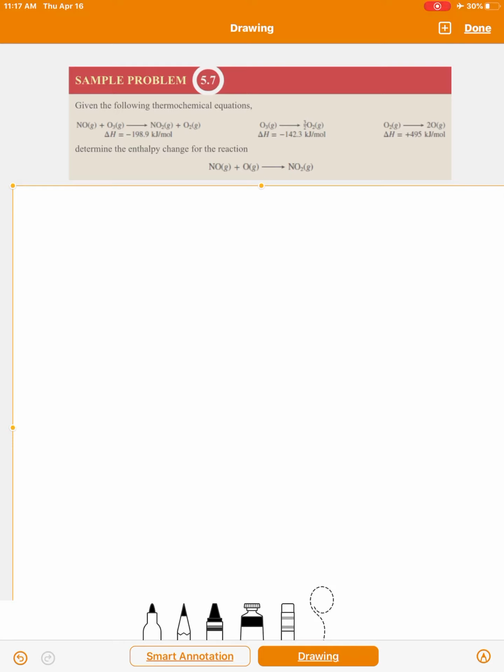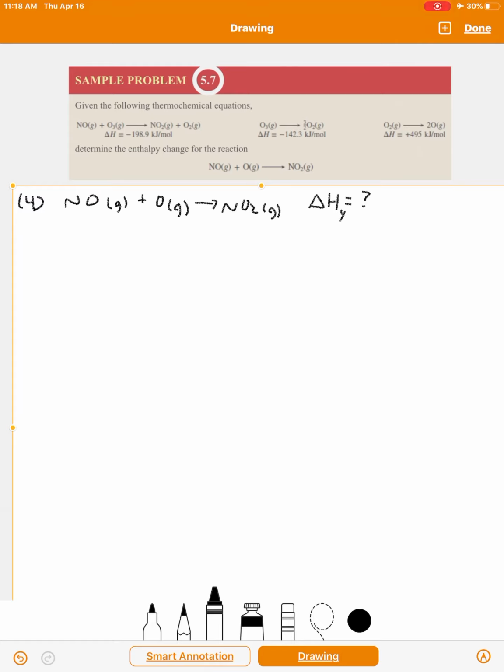So I'm going to show you how I would approach this problem. I would try to manipulate those first three equations so that I get the fourth equation. The first thing I would do is write down the equation, and I'm going to call it equation 4. That's the one that we want: NO gas plus O gas turns to NO2 gas. And we want to know what delta H for that reaction is. I'll call it delta H4 because it's reaction 4.